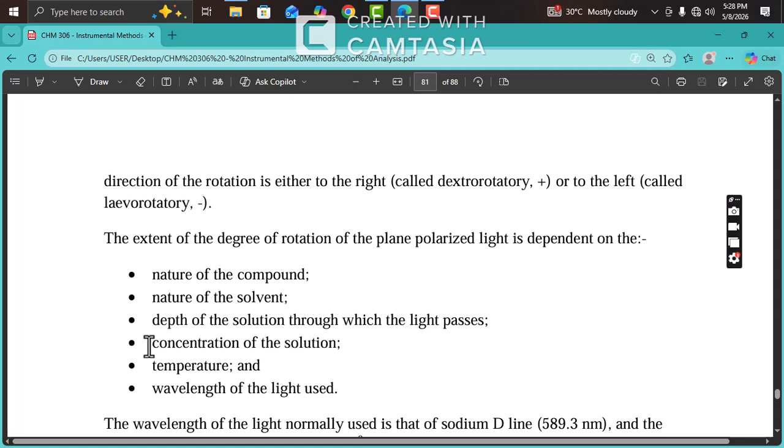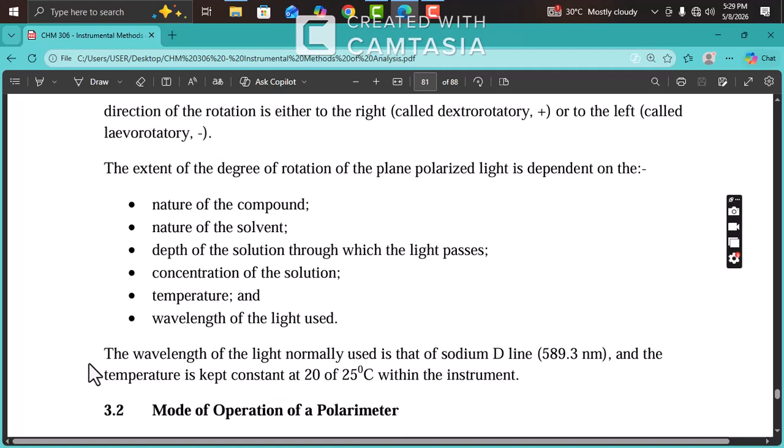Importantly, this is of great importance: the concentration of the solution, the temperature, and the wavelength of the light used. These all affect the extent of the degree of rotation of the plane polarized light.